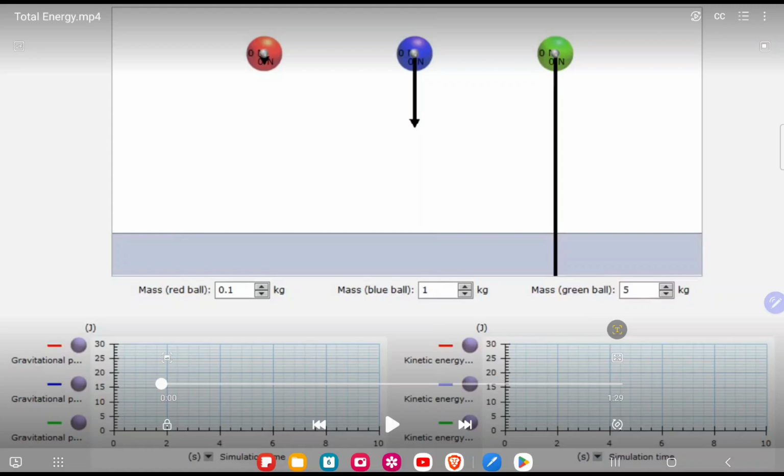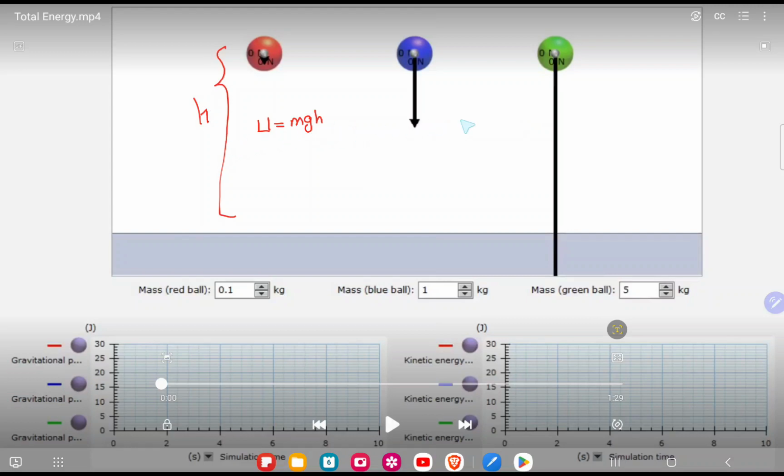In this model, we have three different balls. The red one with mass 0.1 kilogram, the blue one with mass 1 kilogram, and the green one with mass 5 kilograms. We drop all the balls from the same height. Now, the potential energy, as we mentioned before, is equal to mgh. So U equals mgh. The potential energy depends on the height itself and on the mass.